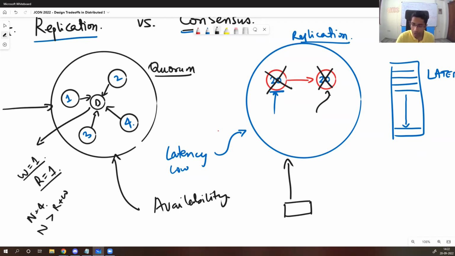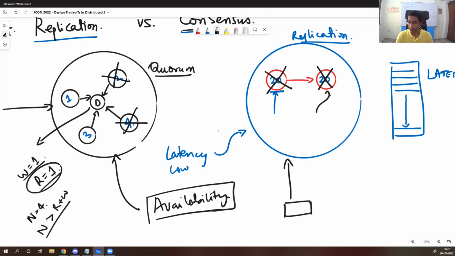N is greater than readers plus writers. So this is a low consistency system. It's an eventually consistent system is what you'd like to call it. Your availability is high because even if 2 nodes go down, like over here, if I take down 4 and if I take down 2, that's okay. 1 and 3 will respond. You just need 1 reader to respond and your system is still available. Great. So in terms of availability, this system is high. In terms of latency, I think this system wins.